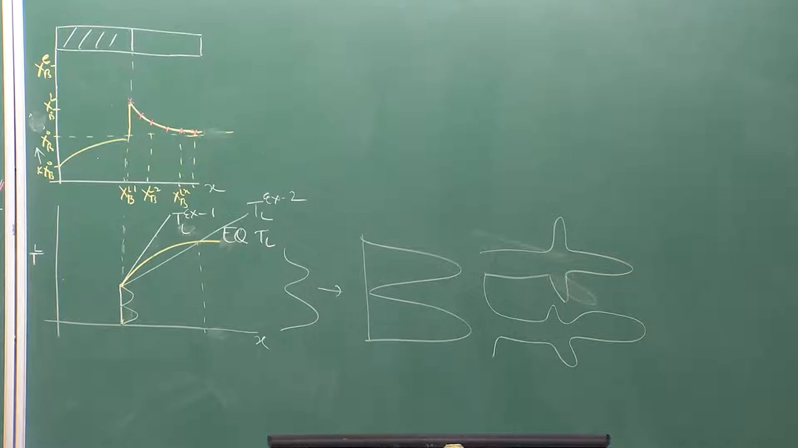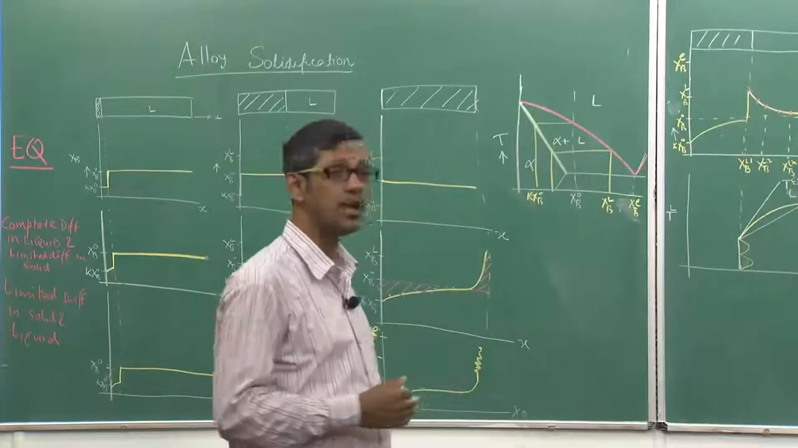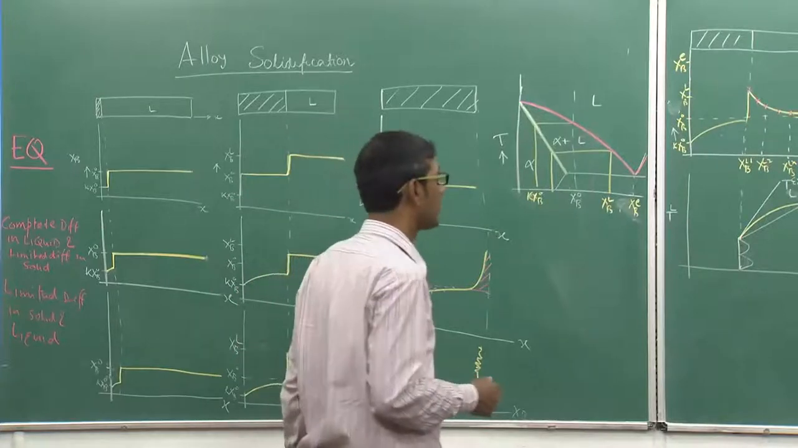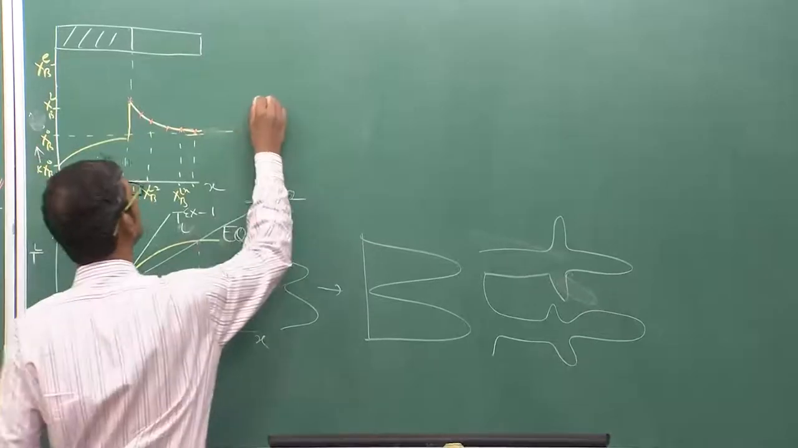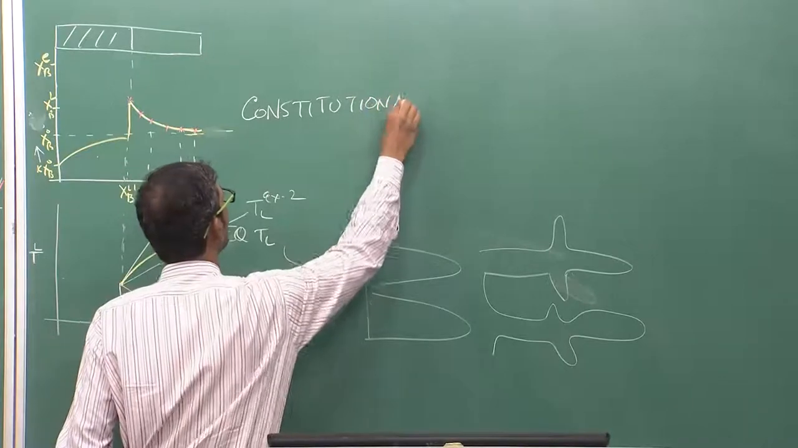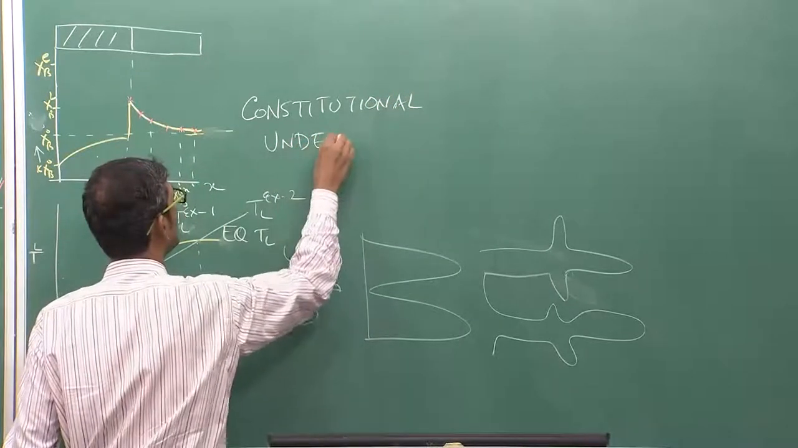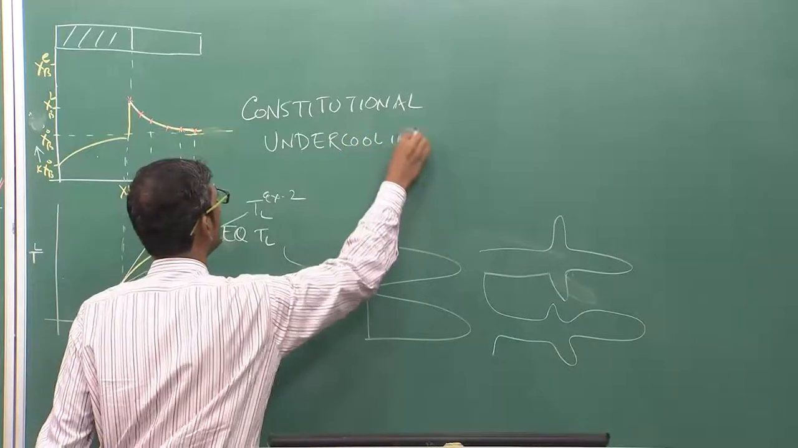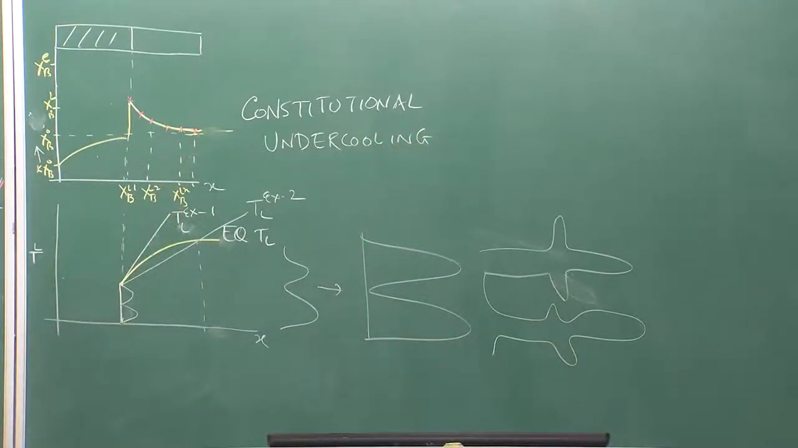So therefore, the formation of alloy dendrites has something to do with undercooling because of composition, or constitutional undercooling. This theory is known as the constitutional undercooling theory. So without even going into the details of the different aspects, we can simply explain why such things, such dendrites and cells, form in alloys.